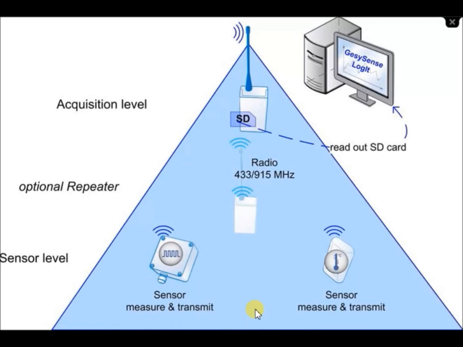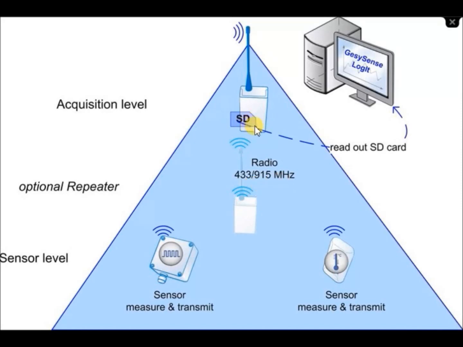At the sensor level we have our sensors. It can be a temperature sensor, humidity sensor or any other mixed module GesySense sensor. Using a repeater is optional. If the reception of the modules is weak, let's say if the signal strength at the receiver is less than 50%, then you may have to enhance your network reach with the help of a repeater.